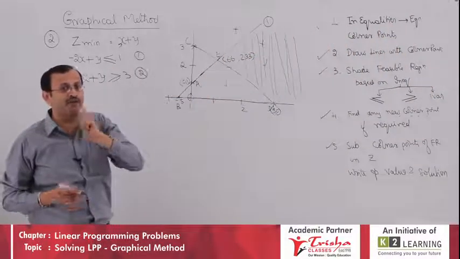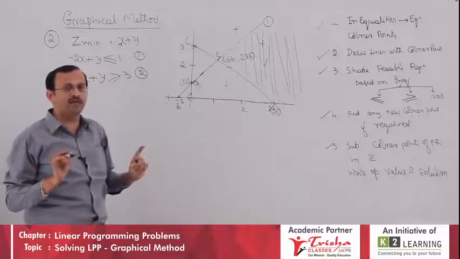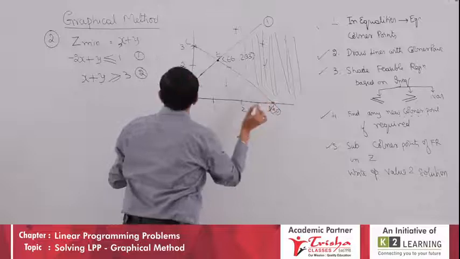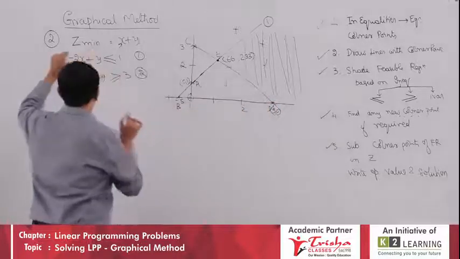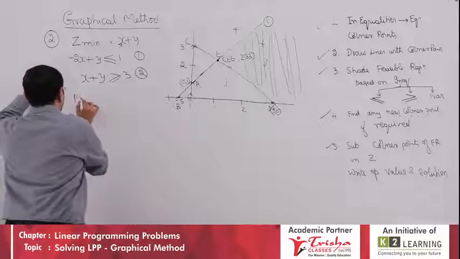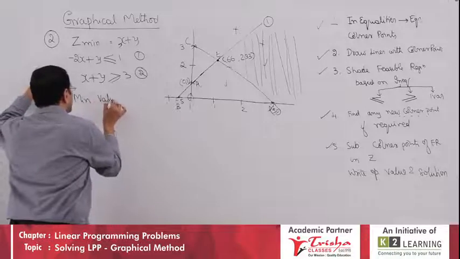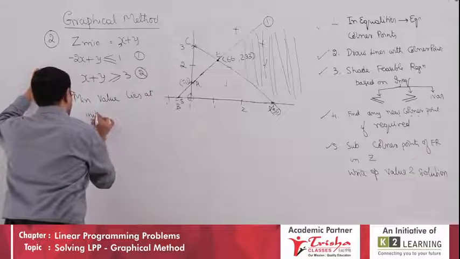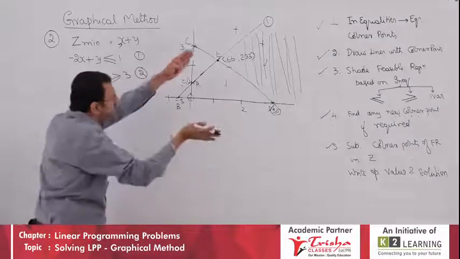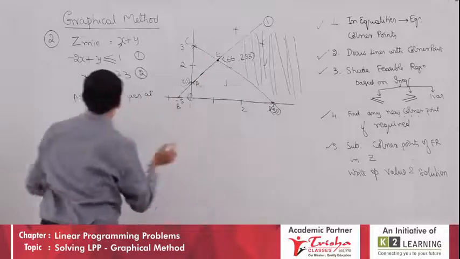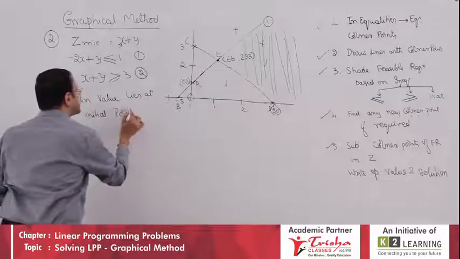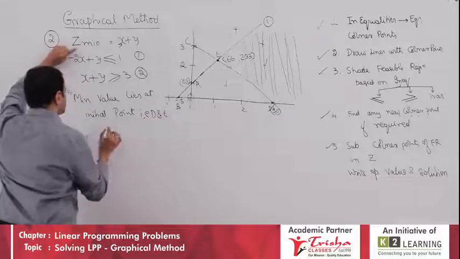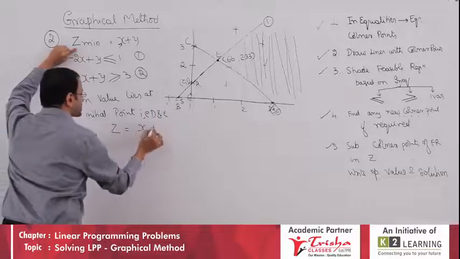But if it is minimum, always keep note. If it is minimum, the minimum value always lies at initial points. Write in your notebook: minimum value lies at initial points. That unbounded solution is gone. In those initial starting points, that is D and E, we have to substitute Z = x + y.